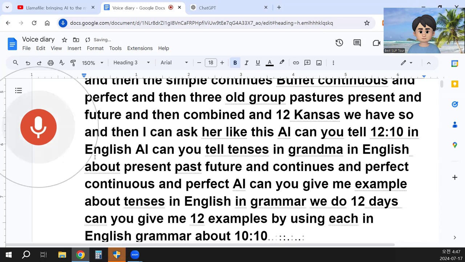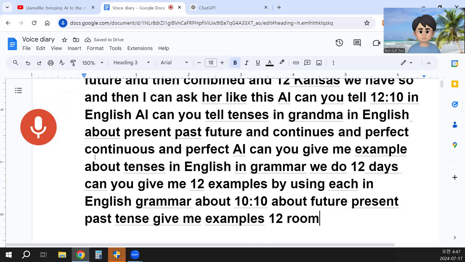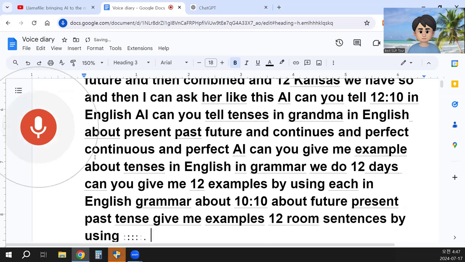About future, present, past tense. Give me example 12 sentences by using basic tense in grammar.